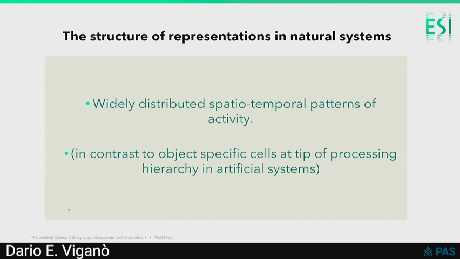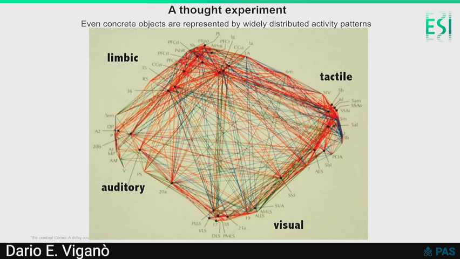So what is the structure of a representation in such a system? It is a widely distributed spatiotemporal pattern of activity, in contrast to the readout units in any of the data processing systems that we know. So the end result of the computation is a very highly distributed spatiotemporal pattern, and I would like to take you through a short Gedanken experiment.